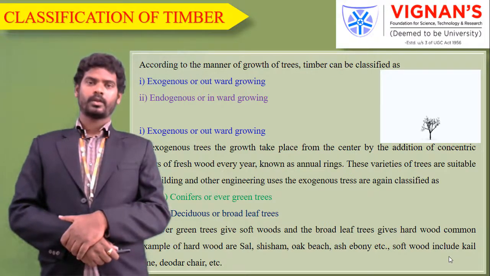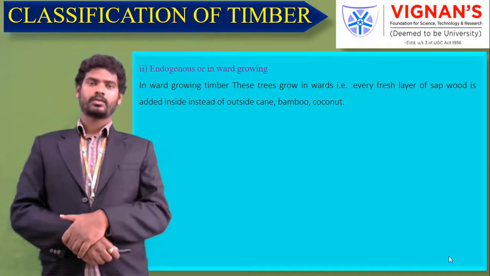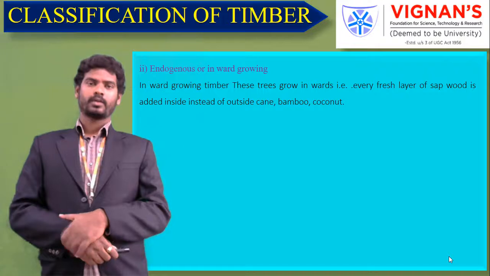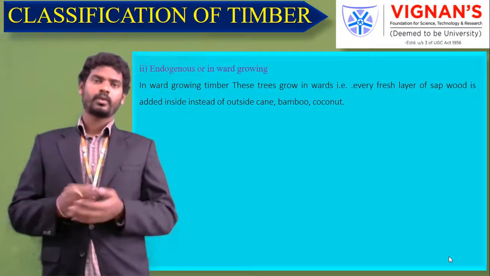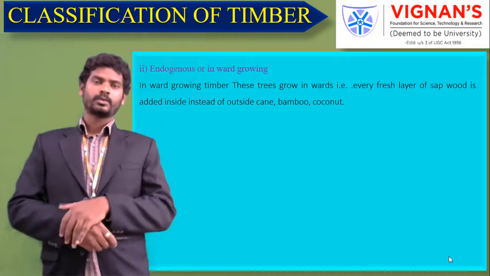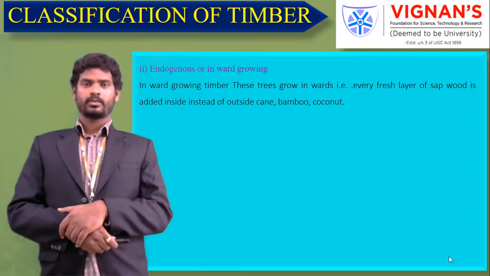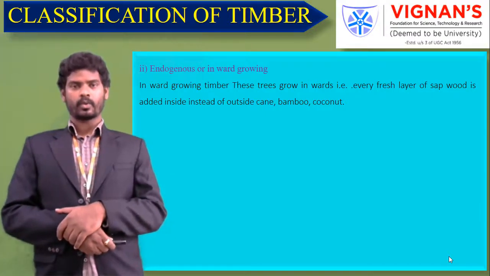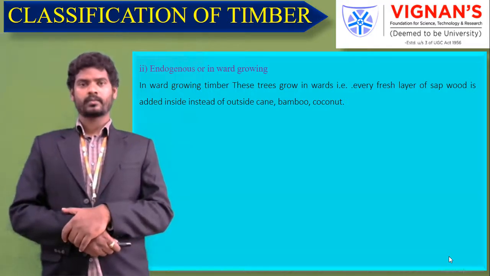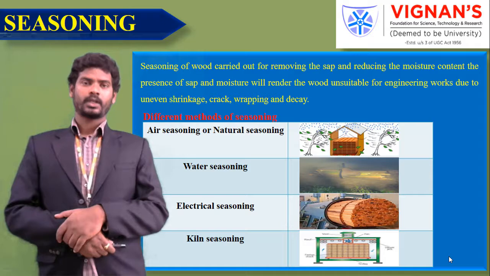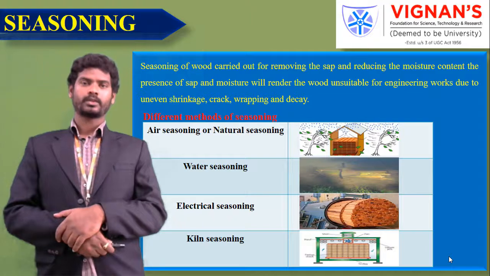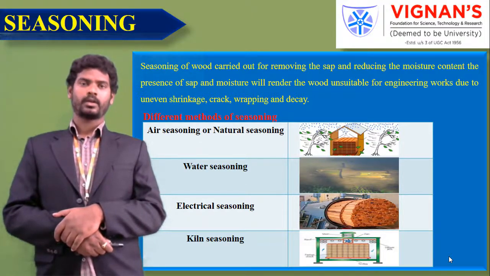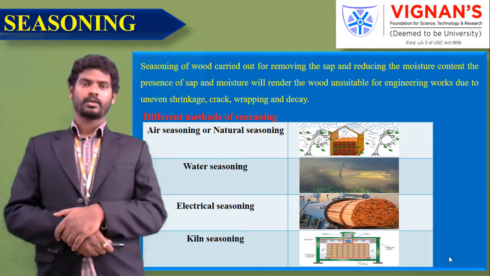The next one is endogenous or inward growing. These trees grow inward; every fresh layer of sapwood is added inside instead of outward. For example, bamboo, coconut. Next one is seasoning of timber. Seasoning of timber is the process of drying or removing the moisture or sap present in freshly cut timber under more or less controlled conditions.